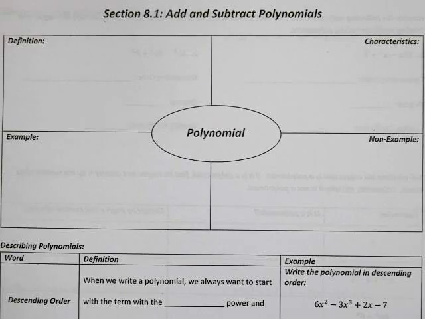All right, Grizzly Risley is in the house, starting out Chapter 8. So today we're on 8.1, adding and subtracting polynomials.